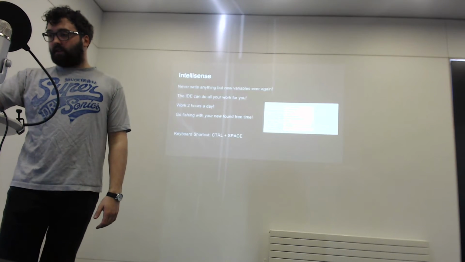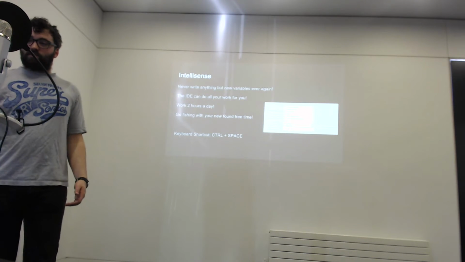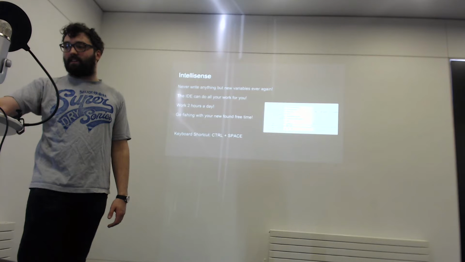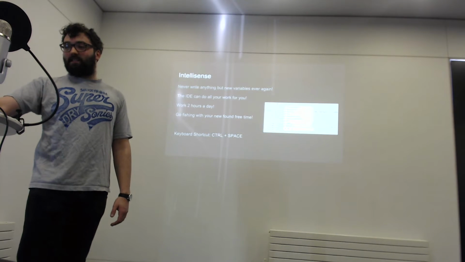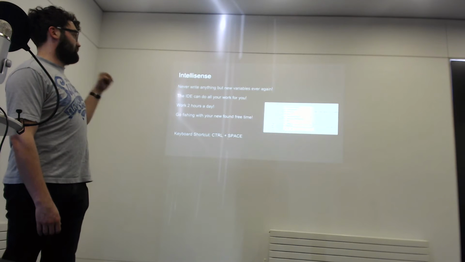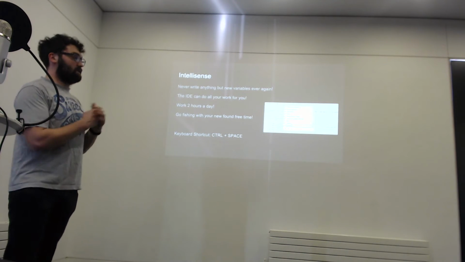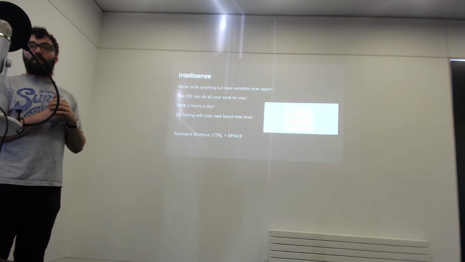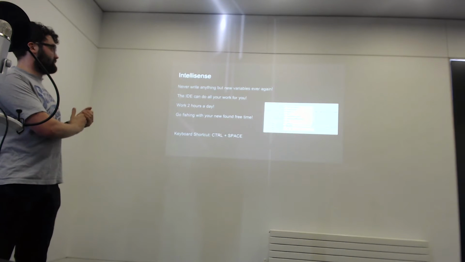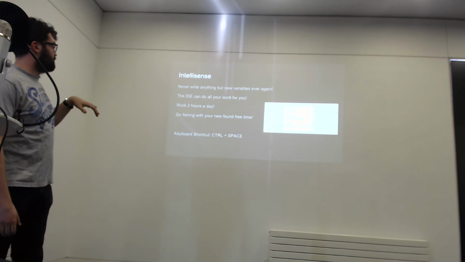And then Intellisense, which I'm sure is the thing that we all use all the time. It's dead handy. It basically means that you never have to write anything but new variables ever again. It will just do everything for you. It'll suggest to you what it is you want to use. If you've already got a variable, it can complete the name of it for you if you've used it before. You mouse over things, it'll give you quick information about them.